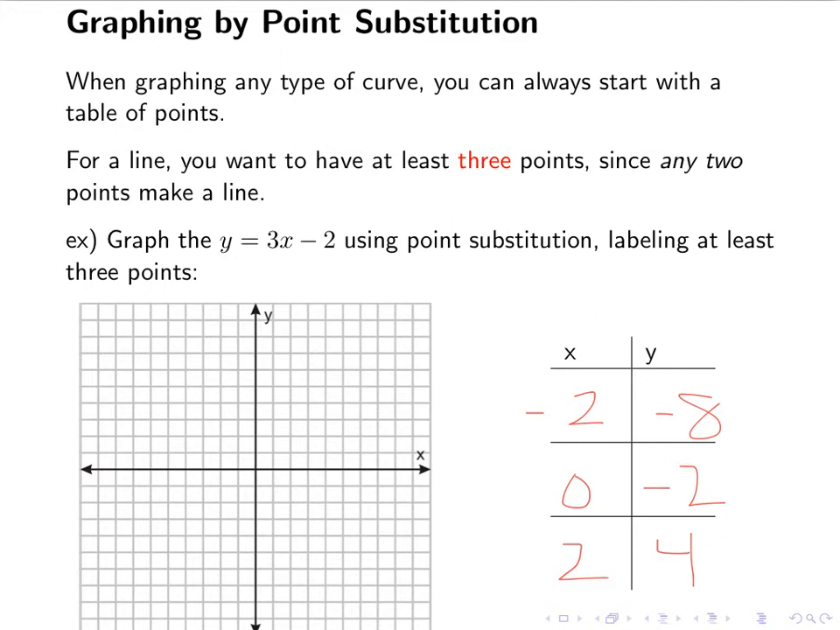And then the next thing I want to do is plot them. I'm going to make sure that I've got a big enough dot here. So -2, -8, -2 in the x direction, -8 in the y direction. So that's right around there. Just make that a little darker. So I have 2, -8, and then I have 0, -2, so that's going to be right around there. It's a little off, but that's all right. And then 2, 4. So 2 in the x direction, 4 in the y direction, and that's as close as I'm going to be able to get it with my finger.